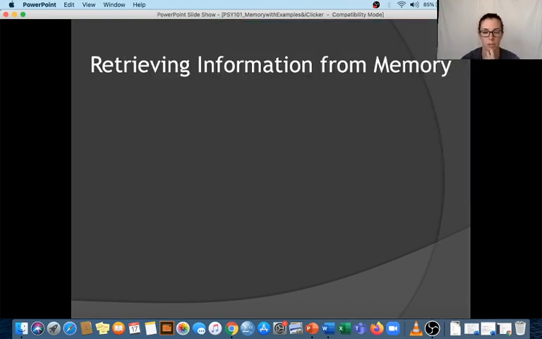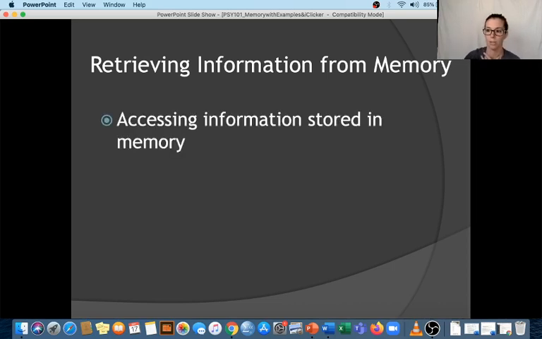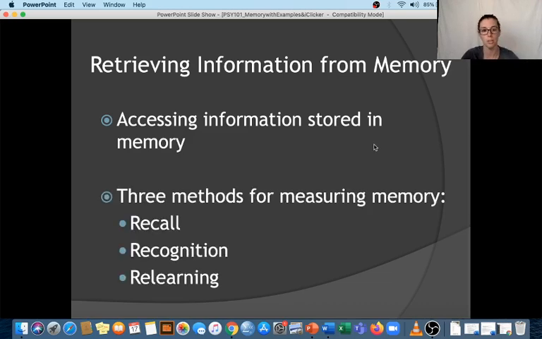So once you get information into your memory system, eventually you'll want to get it back out. Otherwise, there would be really no purpose. Okay, so accessing stored information from memory is what retrieval is called. There are three methods for measuring how we get information out of our memory system. Those are recall, recognition, and relearning.